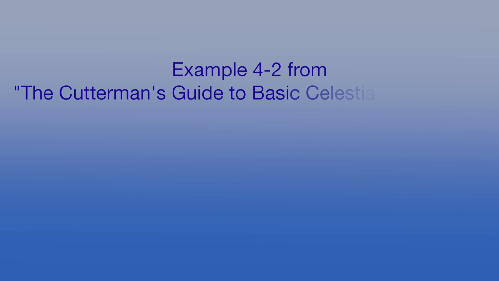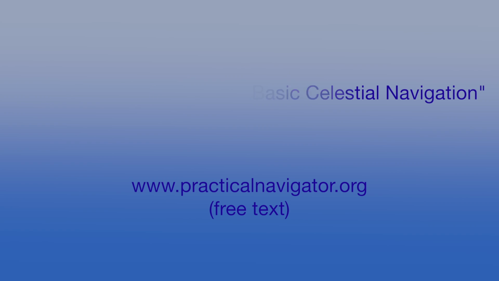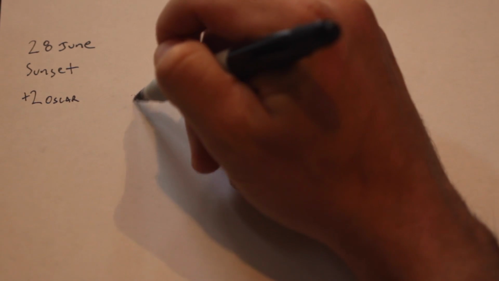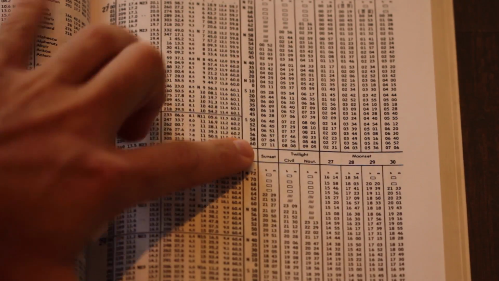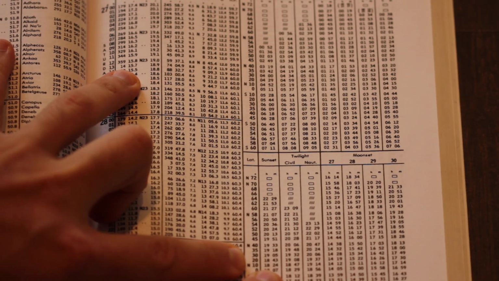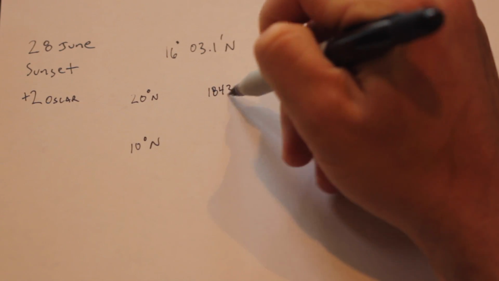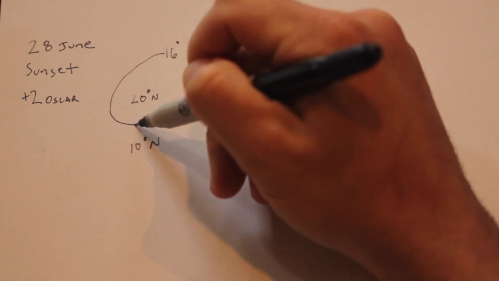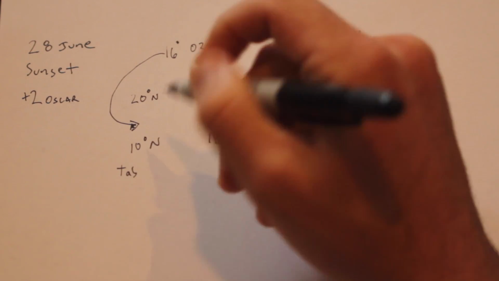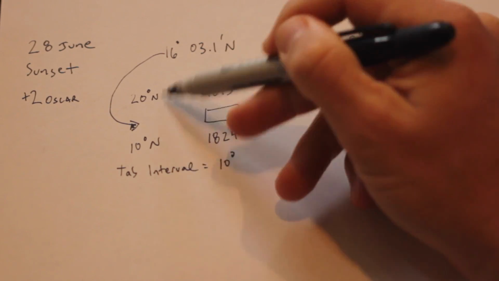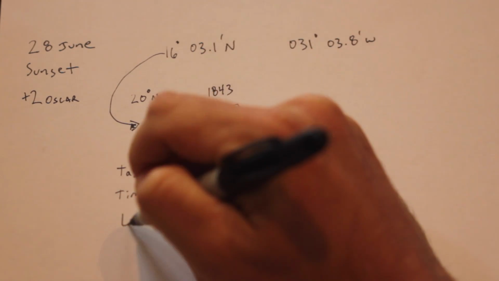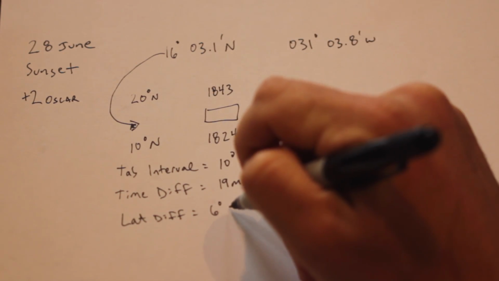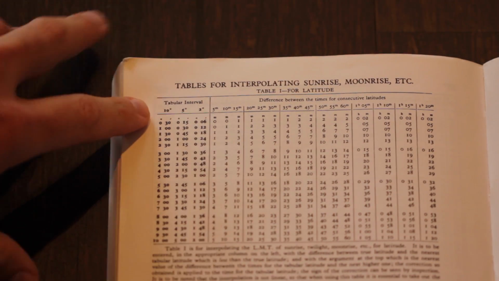So to finish up intermediate level sun problems, let's solve problem 4-2 from the Cutterman's Guide to Basic Celestial Navigation, the companion text to this video series. At the given position, we'll correct for latitude first using the daily figures to get us into Table 1. We want the intermediate value, and we can't solve it in our head, so we note the tabulated interval, the time difference for those latitudes, and the latitude difference that we want. Table 1 gives us a latitude correction of about 11.5 minutes.